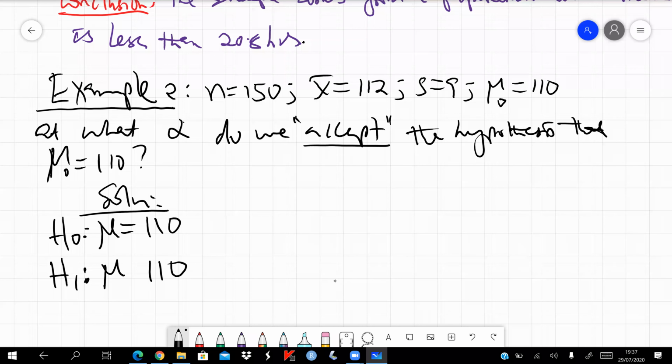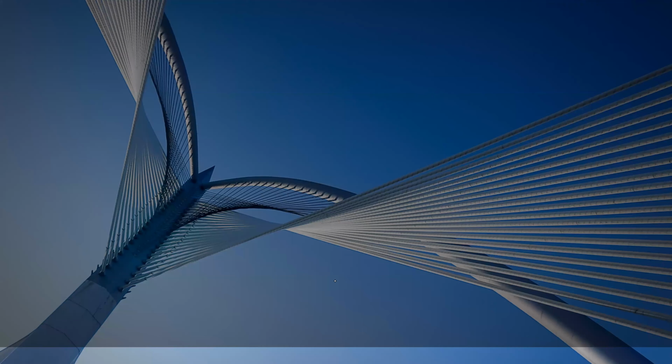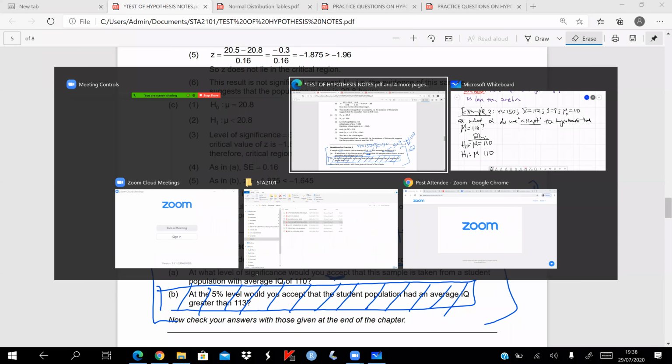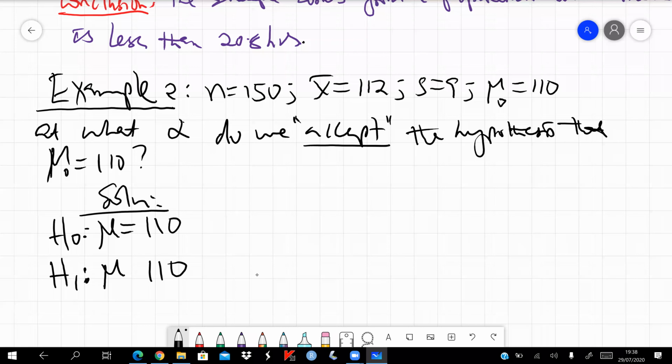But what are we testing? What is the question all about? Is there anything to suggest a greater than sign or a less than sign, or are we just testing for difference? Not equal. So this is calling for a two-tail test, not equal to. Either the population mean is 110 or not 110.